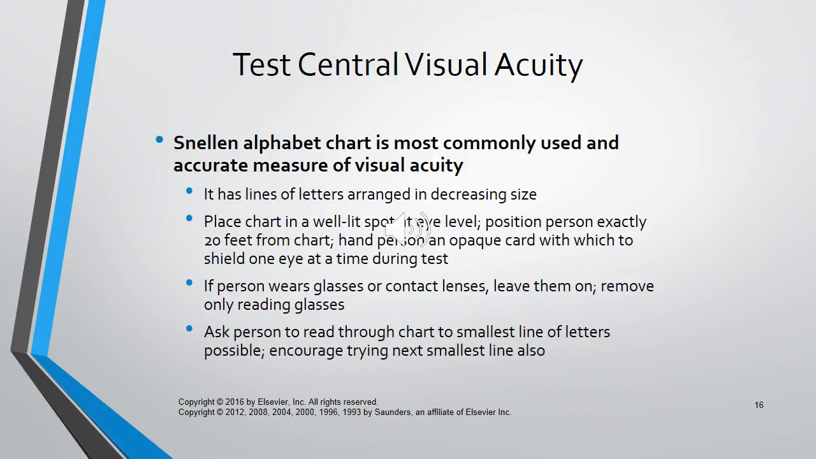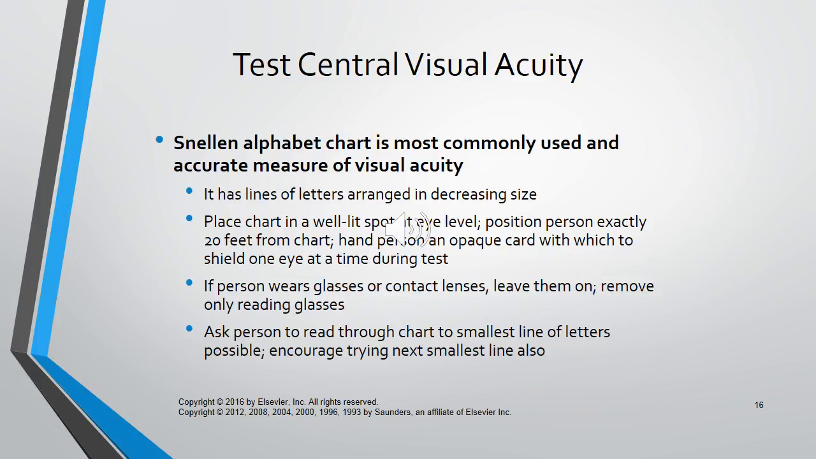The Snellen eye chart is the chart that's used to test visual acuity. You will have a chance to test each other's vision in lab. The chart needs to be put in a well lit spot at eye level, and generally there is a line on the floor that is 20 feet from the chart. You'll have your client cover one eye at a time and have them read the smallest line that they're able to read without making any mistakes.